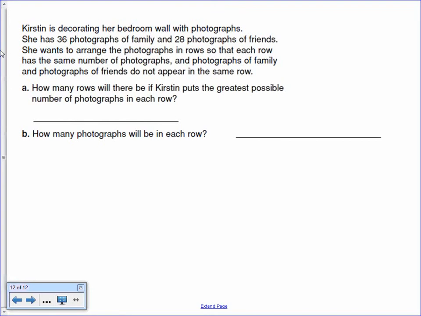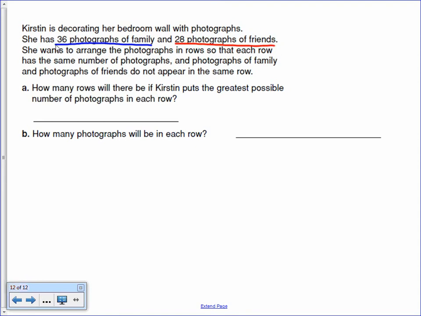So to finish off the video, we're going to be discussing a word problem. So Kirsten is decorating her bedroom wall with photographs. So she has 36 photographs of family. So I'm going to designate that blue. So blue are the family. And 28 photographs of friends. So those are the friends.